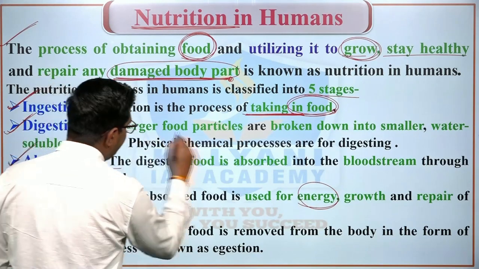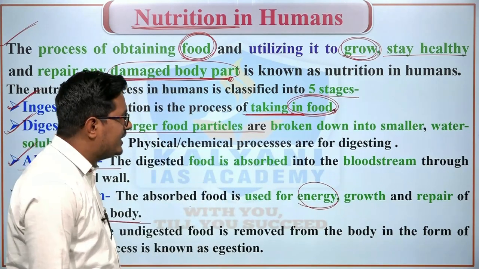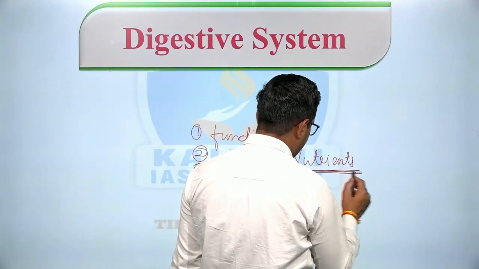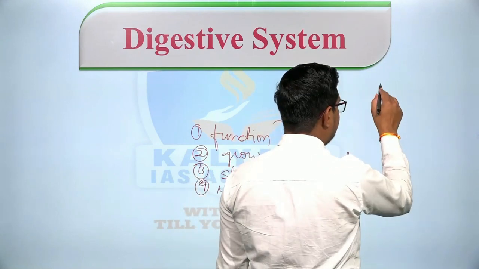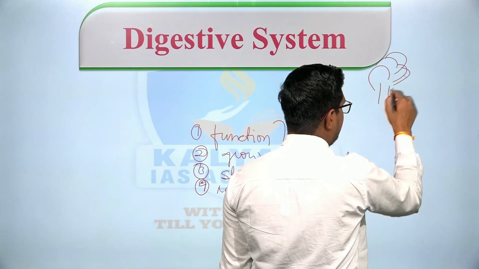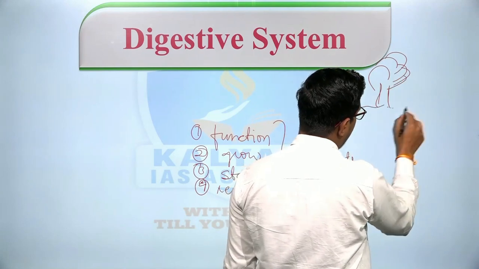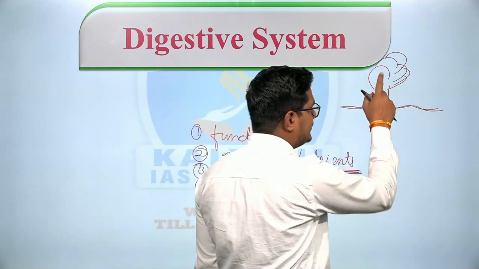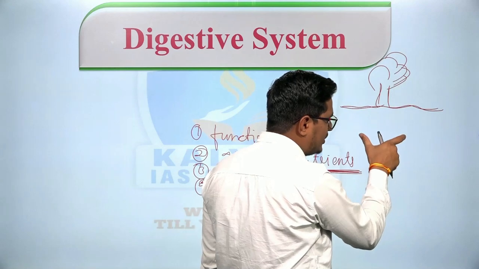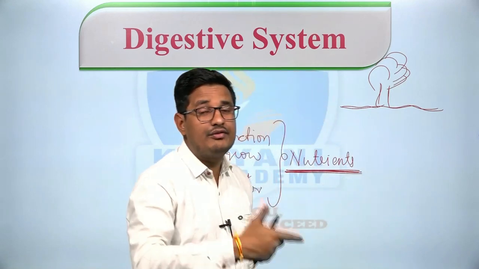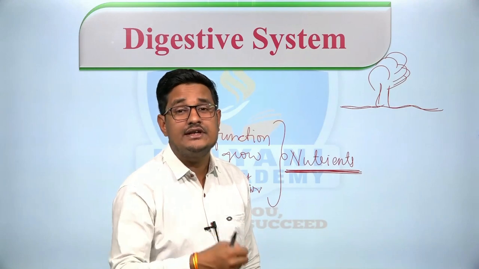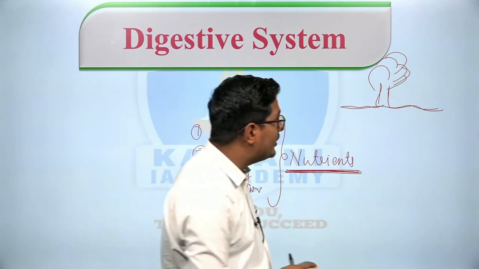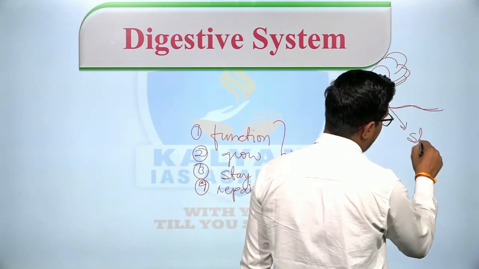Now question, why do humans consume larger food particles? My dear students, humans obtain food in the form of food grains. Humans obtain the food from food grains, right? You know the plants or the crops, the plants and the trees are autotrophs. What is the meaning of autotrophs? The plants and crops are autotrophs, and these plants or crops synthesize their own food in the presence of sunlight using chlorophyll.